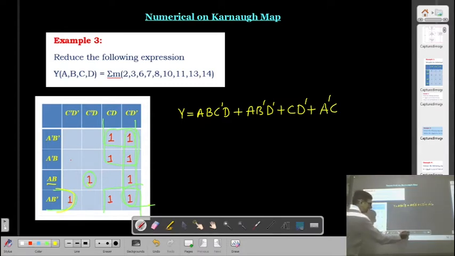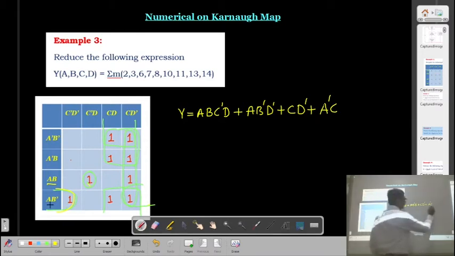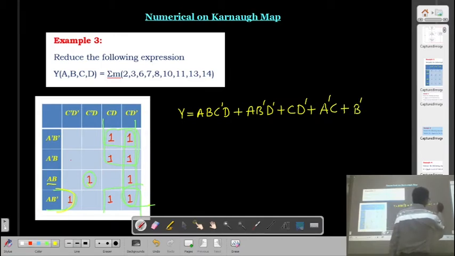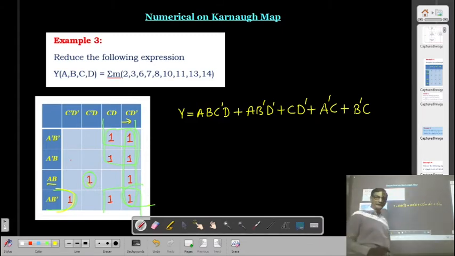And the last square. What is that? Half of the square is here, half of the square is here, and half of the square is here. So if you write the expression, then you are moving from A to A', and B' is remaining as it is, and if you are moving in a horizontal direction, then C is unchanged. So this expression is B'C. So this one is the most simplified expression for your given Karnaugh map.